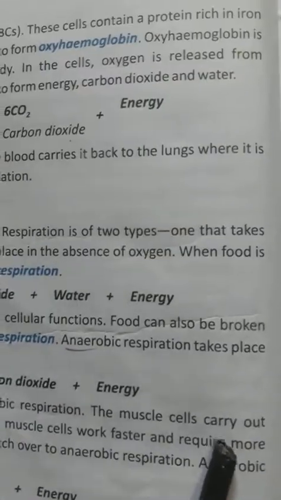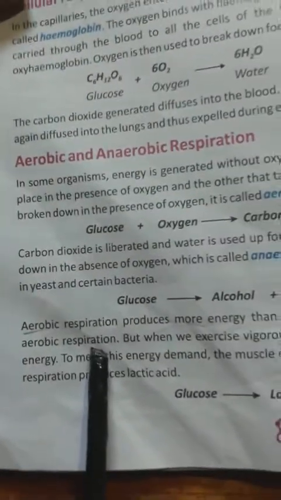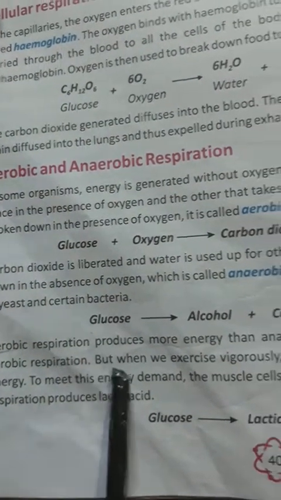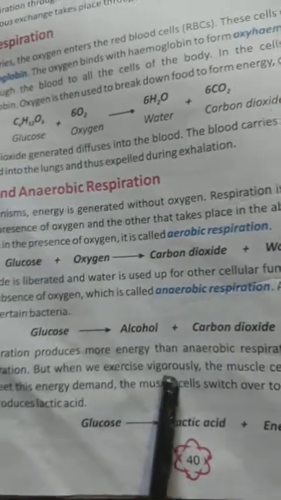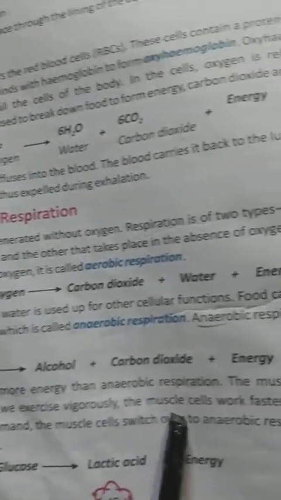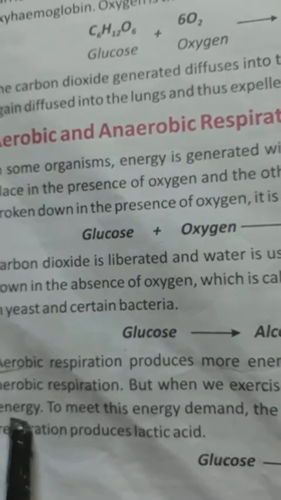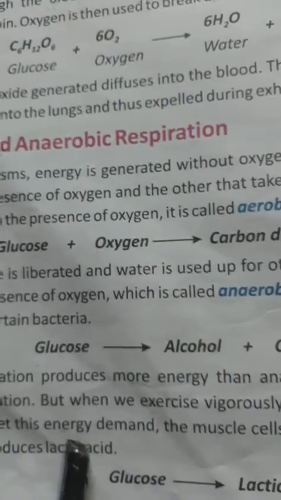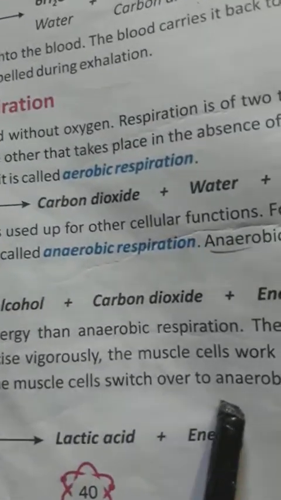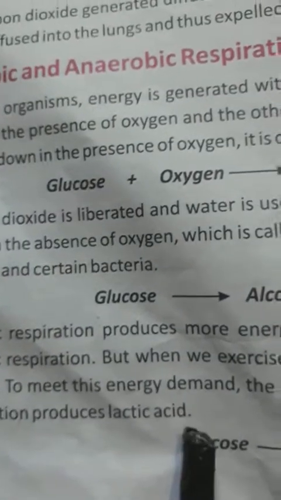The muscle cells carry out aerobic respiration. But when we exercise vigorously, meaning when we exercise continuously, the muscle cells work faster and require more energy. To meet this energy demand, the muscle cells switch over to anaerobic respiration. Anaerobic respiration produces lactic acid. Now this activities part you can just go through to get some ideas, okay? Even this. Now the next page.